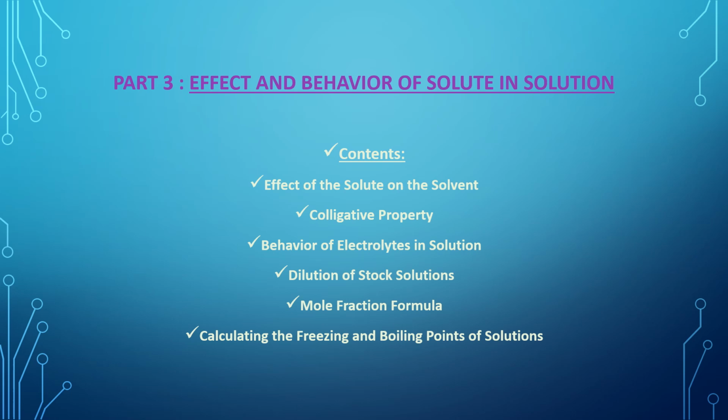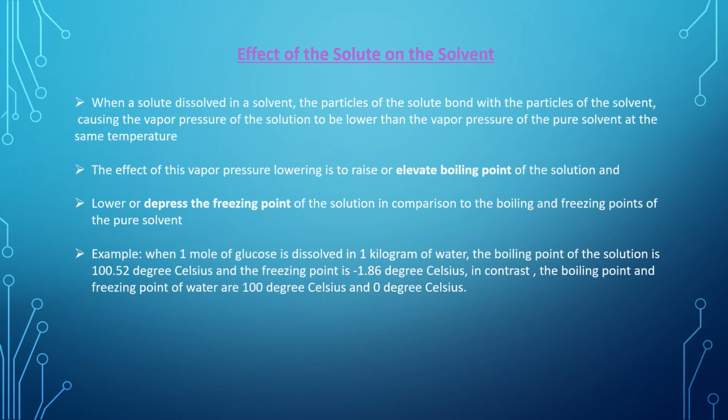In this video, we will learn about the effect and behavior of solute in the solution. When a solute dissolves in a solvent, the particles of the solute bond with the particles of the solvent, causing the vapor pressure of the solution to be lower than the vapor pressure of the pure solvent at the same temperature. The effect of this vapor pressure lowering is to raise or elevate the boiling point of the solution and lower or depress the freezing point of the solution in comparison to the boiling and freezing points of the pure solvent.